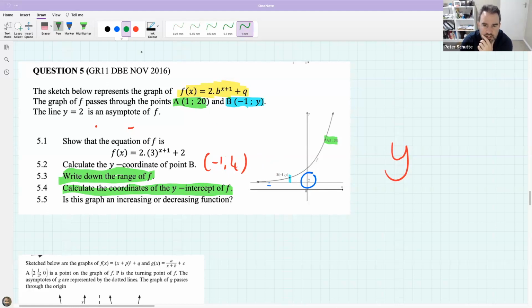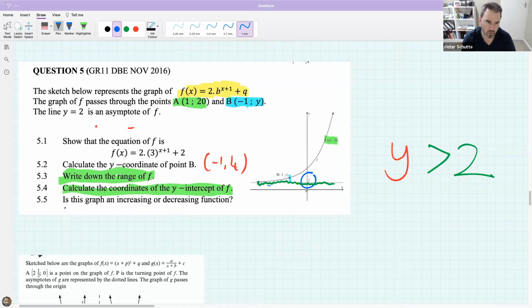I feel like this exponential never goes below this value over here. So the y value is going to have to be greater than, not equal to, because it never gets there. That's an asymptote. y is going to be greater than 2. And I see Emmanuel definitely agrees with me, so we're on the right track there.